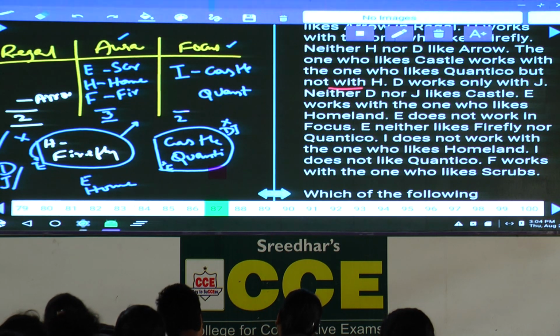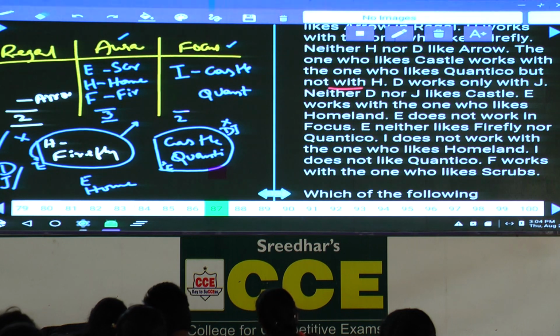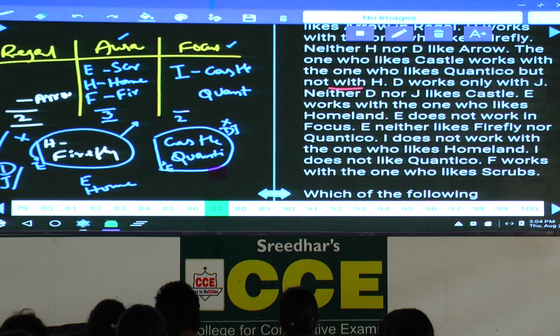E works with the one who likes Homeland. E does not work in Focus. E neither likes Firefly nor Quantico. I does not work with the one who likes Homeland. I does not like Quantico. And F works with the one who likes Scrubs.